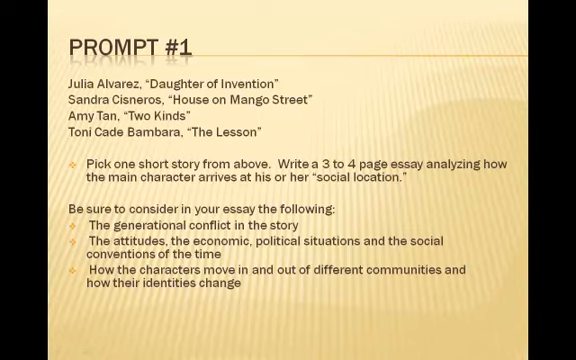Be sure to consider in your essay the following: the generational conflict in the story, the attitudes, the economic and political situations and the social conventions of the time, and how the characters move in and out of different communities and how their identities change.